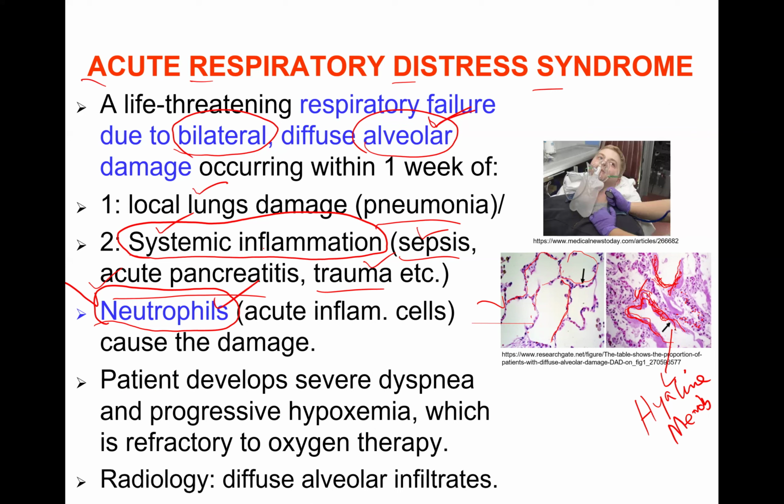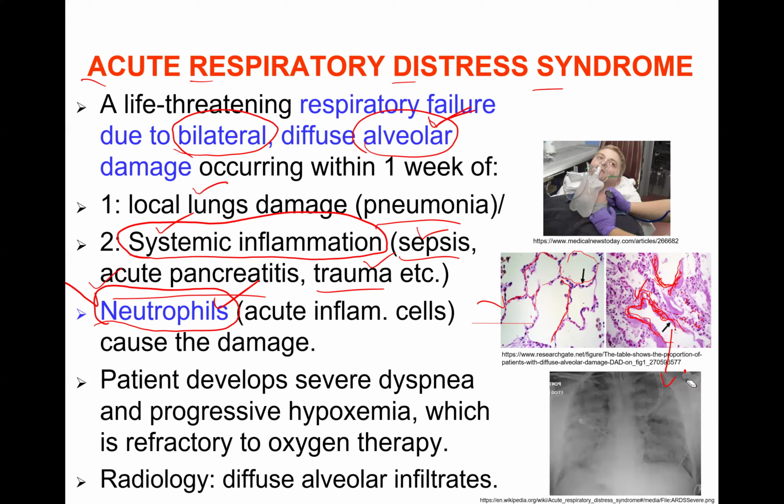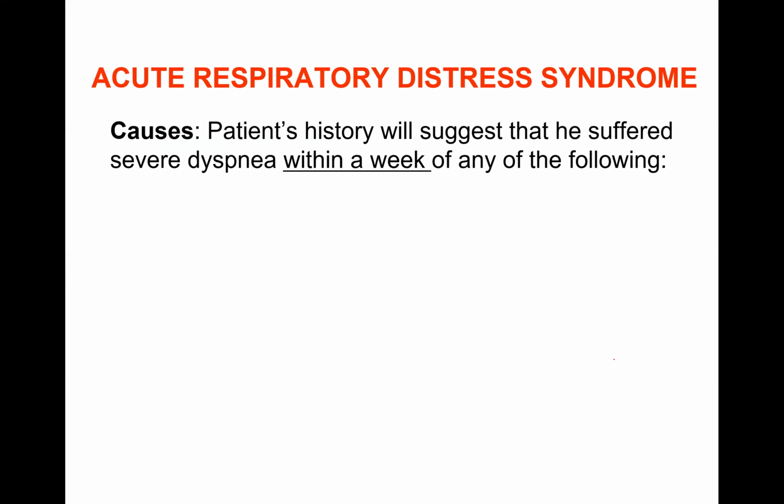Okay. So now the radiology report of this patient will further show what? Bilateral alveolar infiltrates, diffuse alveolar infiltrates in both lungs. You can see white, white, white spots. These are actually the edema and cellular debris within the alveoli in both lung fields, right? Okay, good. So now let's move further.